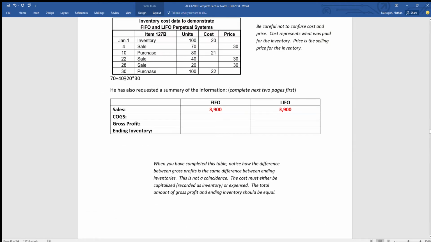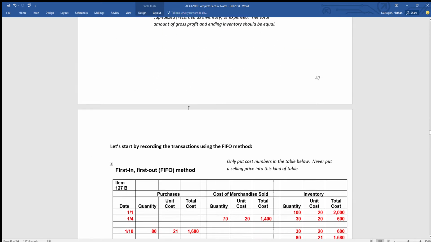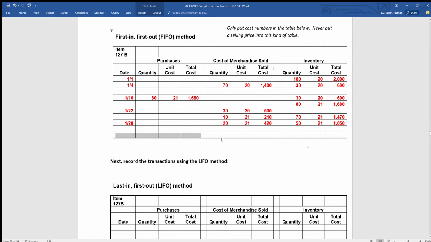The last part, on the 30th, we purchased 100 units for 22. Since it's a purchase, it only goes under the purchase column. So 100 at the new 22 price point, 2,220. I didn't sell anything, so I don't have to worry about this one. Here though, I have to worry. I still have my 50, so the 50 comes down. Now we can put the 100. Always make sure you bring down whatever you have in inventory.